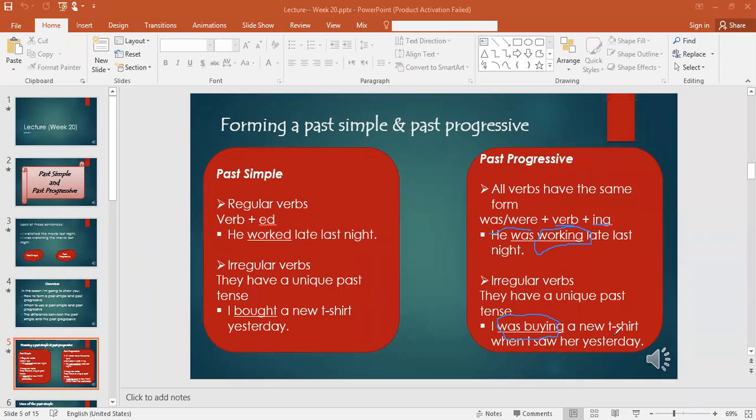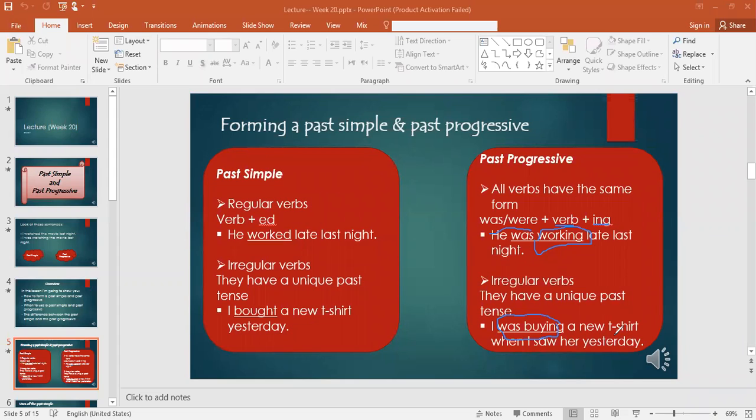Is was used for singular or plural pronouns and nouns? Singular, very good. And were? For plural. He was working late last night. If we were using they, we would have used they were working late last night. So pay attention to this. All in all, past progressive is was, were, plus the verb plus ing.